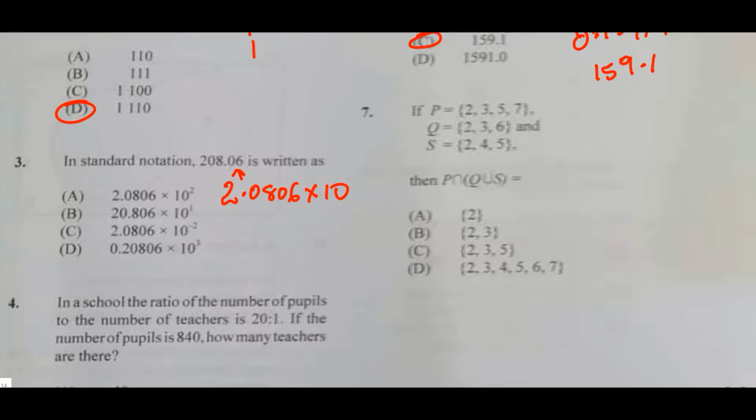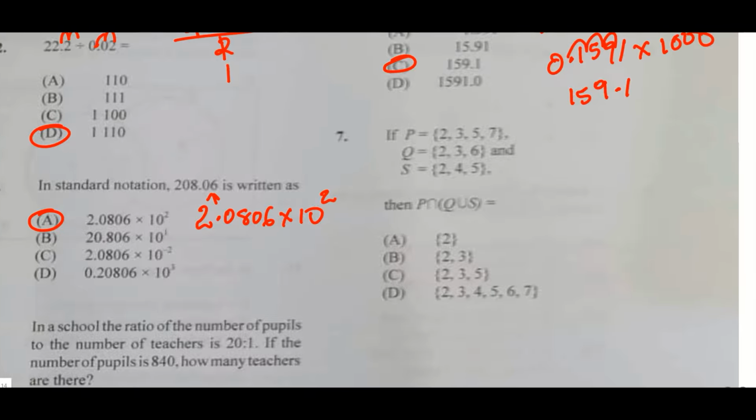Now here we have 2.0806 and here we have 208.06. How can I make this back to 208.06? If I multiply it by 100, I'll get back this. Because 100 has 2 zeros, its multiplication is to the second power. So hence number 3, our answer is going to be A.